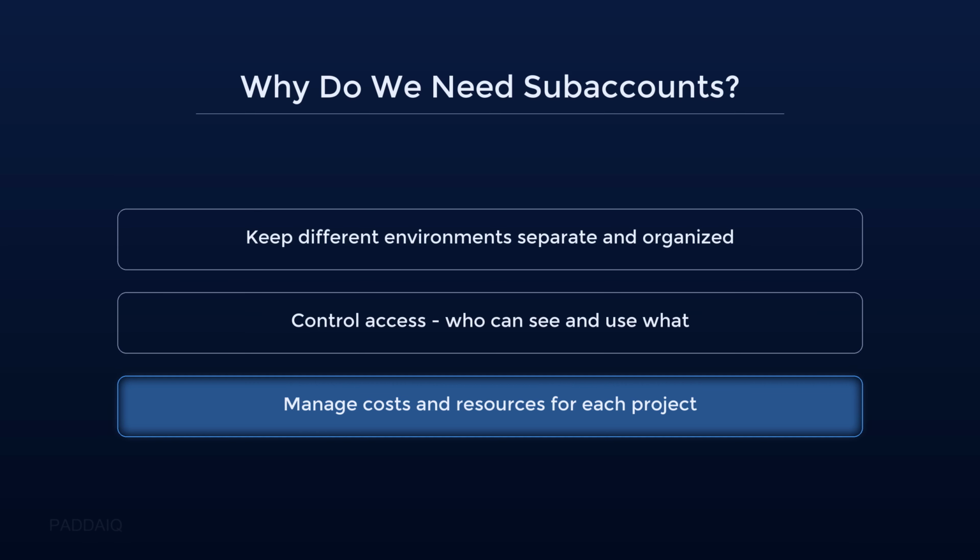Manage costs and resources for each project. This means you can track spending and allocate computing power, storage, and services to specific initiatives independently. For example, a development team can have its own sub-account with a dedicated budget for testing, separate from the production environment. This precise control ensures financial accountability and efficient use of your cloud assets.